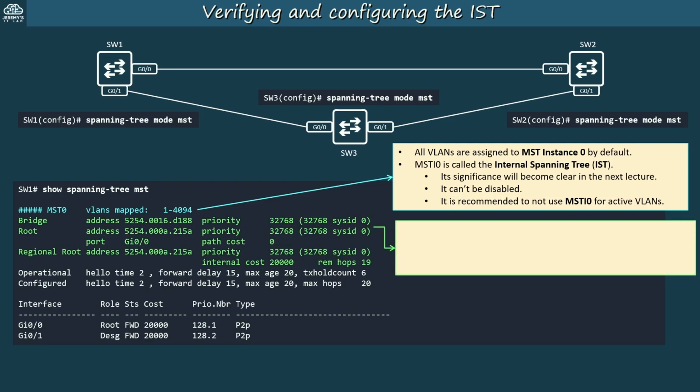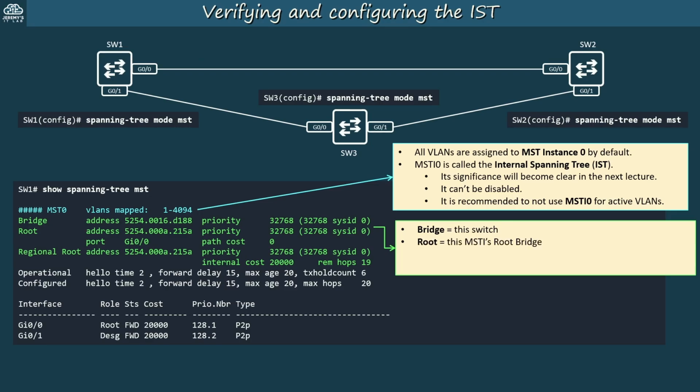Let's move on to these three lines. The bridge line shows information about this switch. It shows the switch's MAC address and priority, in other words, its bridge ID. At the end of the line, it lists the sys ID. This is the extended system ID. In Cisco's PVST+ and rapid-pvst+, this is the VLAN ID. So in VLAN 1, the VLAN ID of 1 is added to the priority, making it 32768 plus 1, so 32769 by default. In MSTP, on the other hand, the extended system ID is the MST instance ID. This is MST instance 0, so the sys ID is 0.